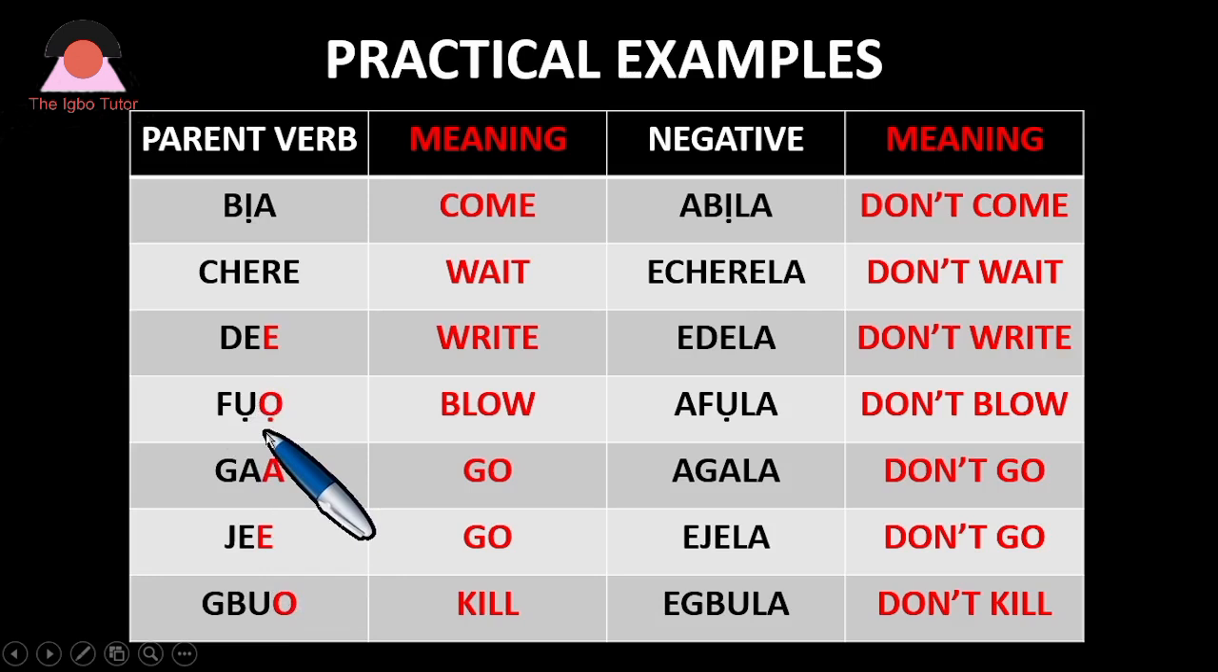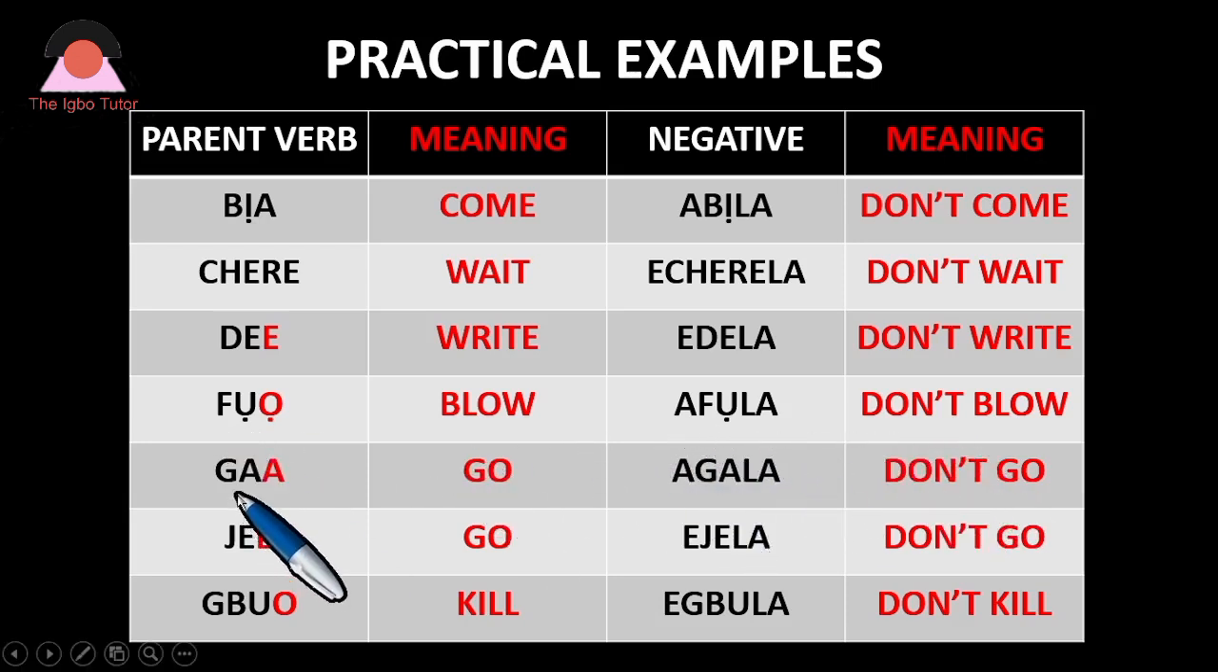Let's go. Fo, blow, as you blow trumpet or flute or anything like that. Negative instruction, afola. Afola, don't blow. You can see here, the first vowel has dot under. It falls under the class of light vowels, which is led by a. That's why we have afola, don't blow.